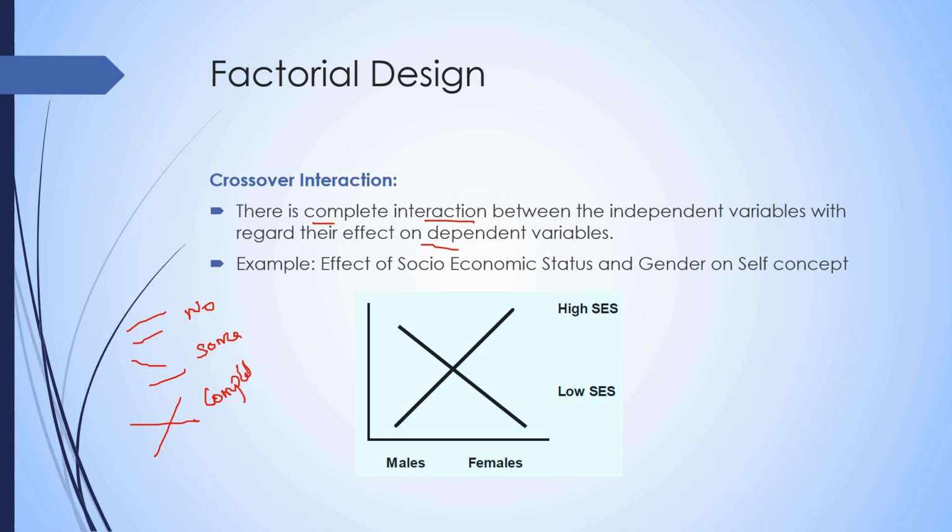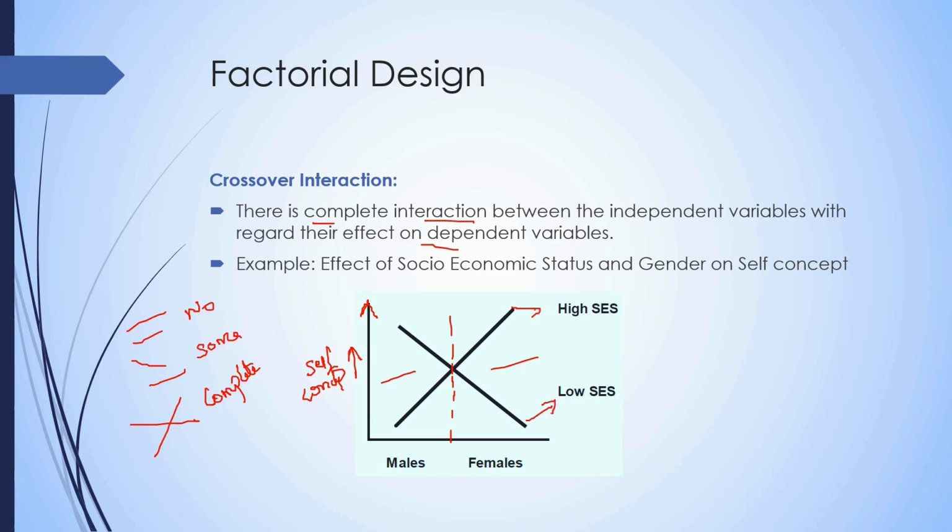Okay, let's see how. Again, we use the same example to study the effect of socioeconomic status and gender on self-concept. Here on the y-axis, we have self-concept, whose value is increasing this way. This is the male region of the graph. Any line on this region would be for males and any line on this region would be for females. And this line is for high SES. This line is for low SES.